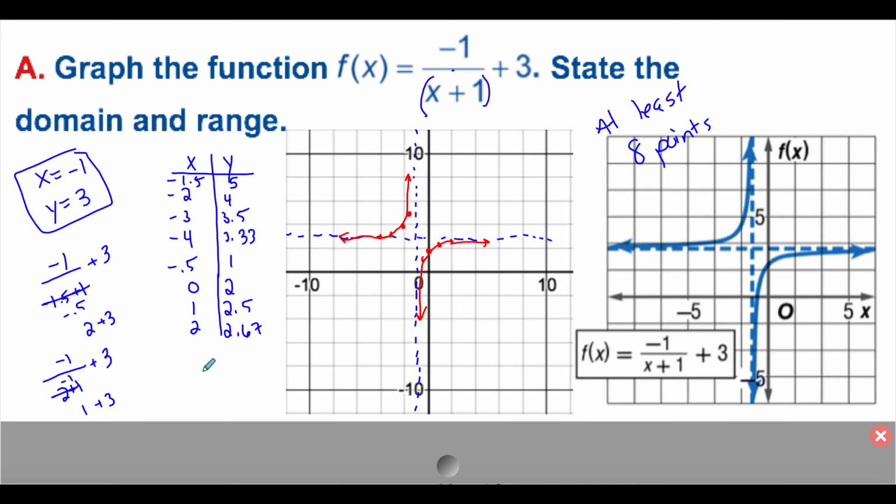Now we needed to state the domain and range, which we could have done from the beginning. So domain is all reals except x can't be -1. Remember, this is the way you write the restriction. This is the way you write the asymptote. And then my range, all real numbers, except y cannot be a 3. So that's our domain and range that goes with this function.